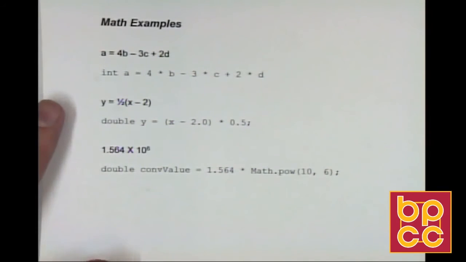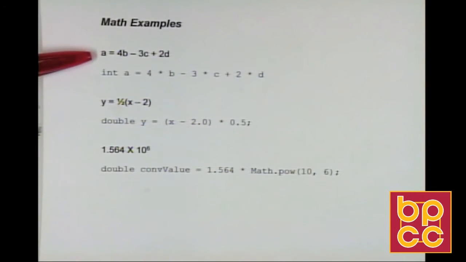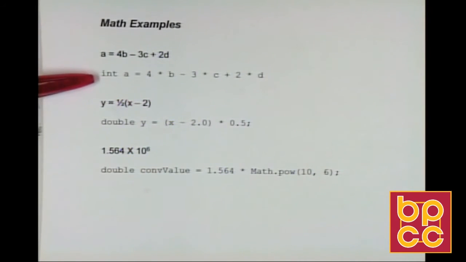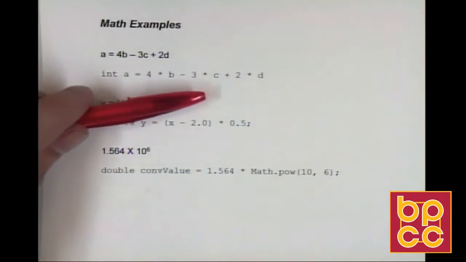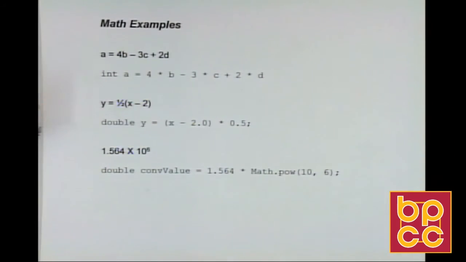And then some examples here of actual math operations. Let's say we have this math formula right here: A equals 4b minus 3c plus 2d. Here's what it'll look like when you convert it to source code in Java: A equals 4 times b minus 3 times c plus 2 times d.